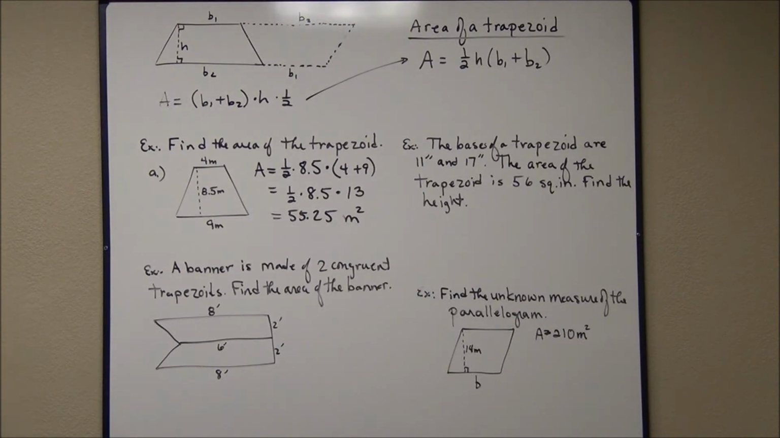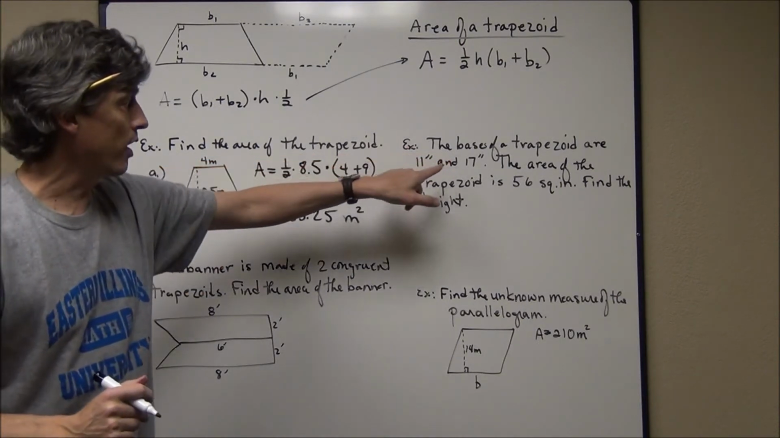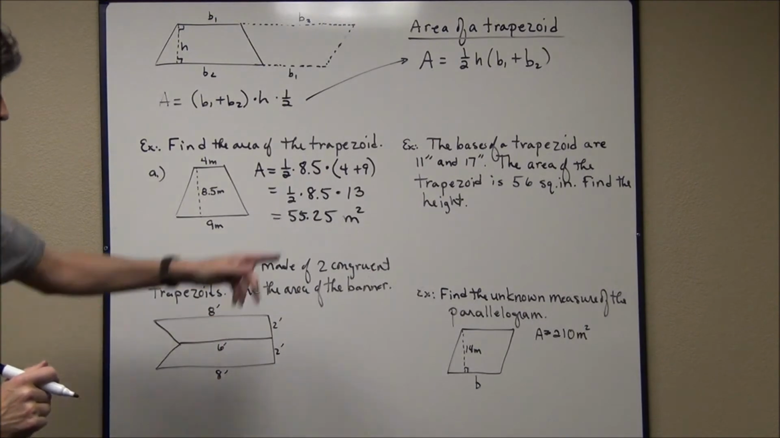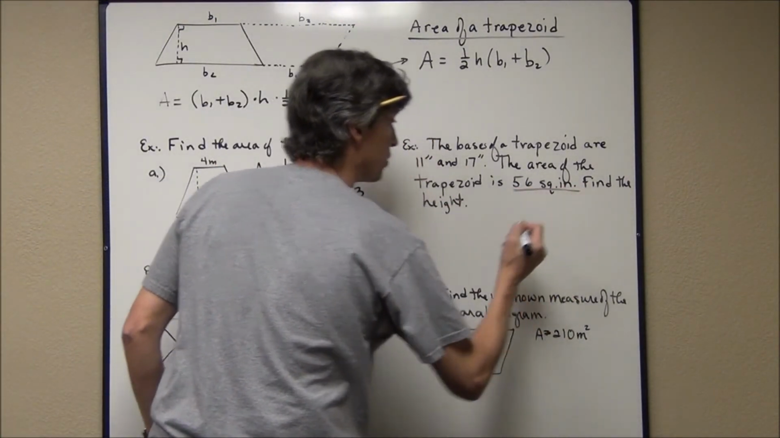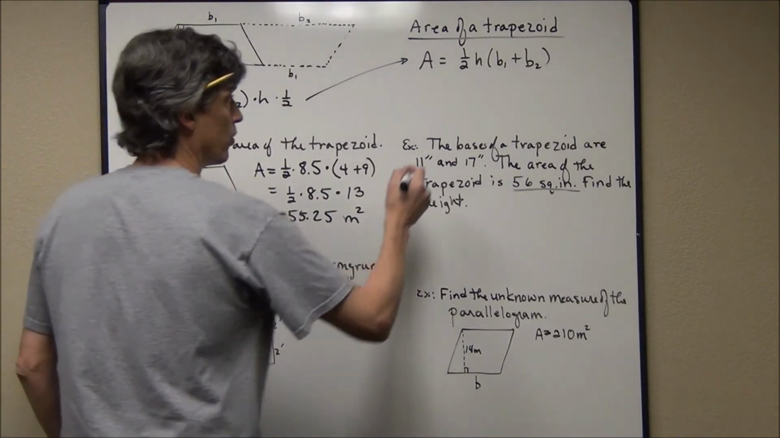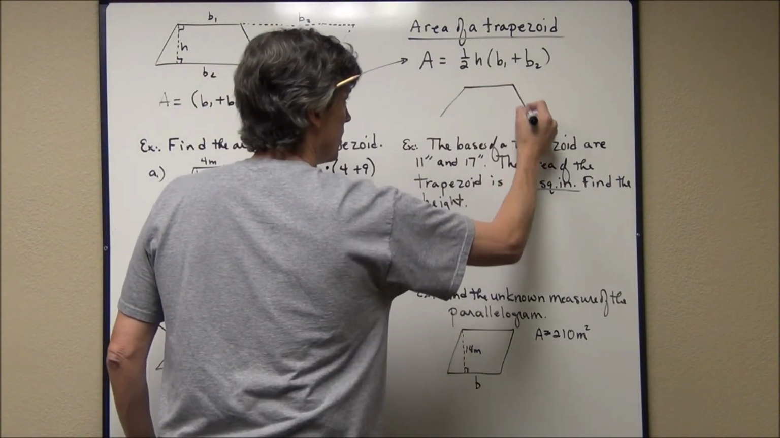Now, the next problem is a little different because in this problem about the trapezoid, I give you the area and we're looking for one of the missing measures. It says the bases of a trapezoid are 11 inches and 17 inches. The area is 56 square inches. Find the height.